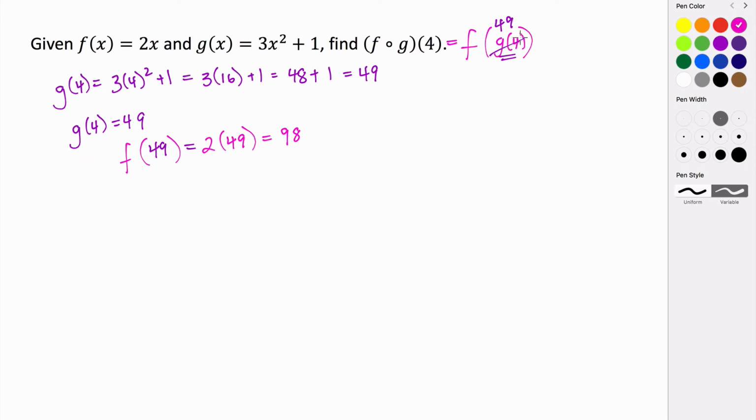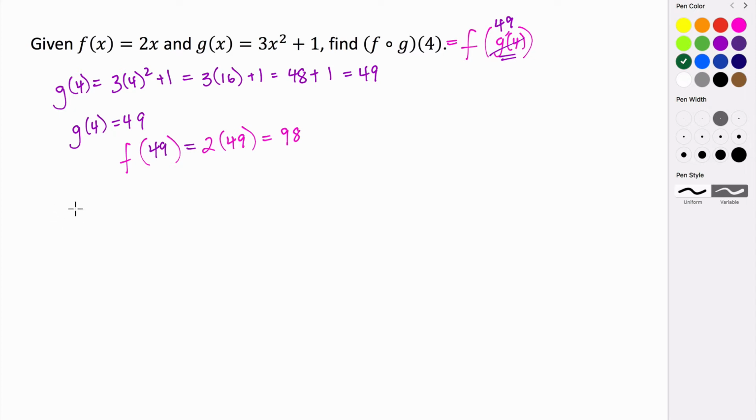We just evaluate the inside part of this composition function, figure out whatever its output is. That output becomes the new input for the outside function. So that's one way. Or we could have composed these two functions and then evaluated your new composition at 4. And I'm going to show you that way right now.